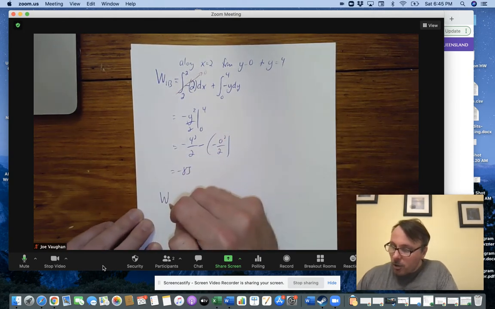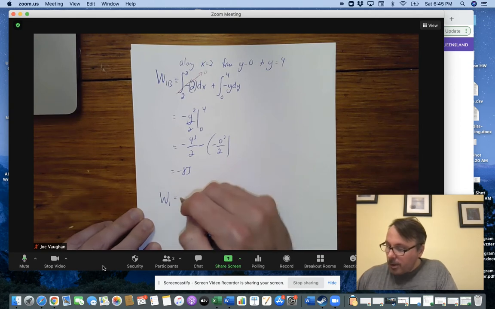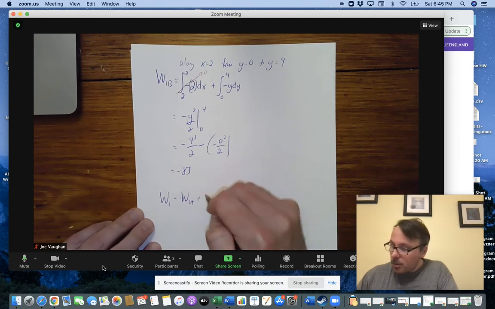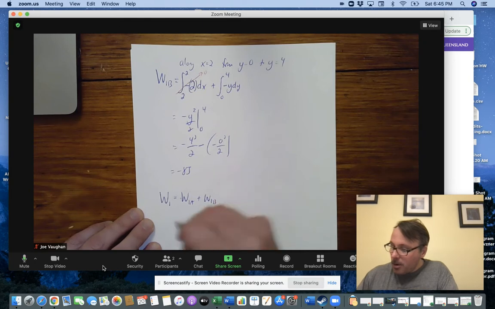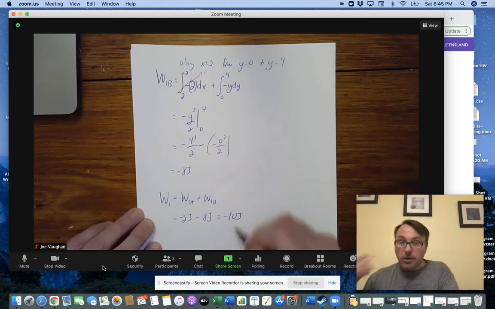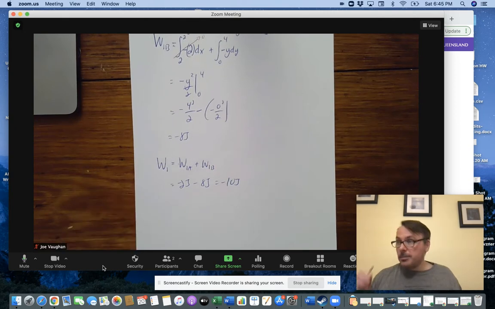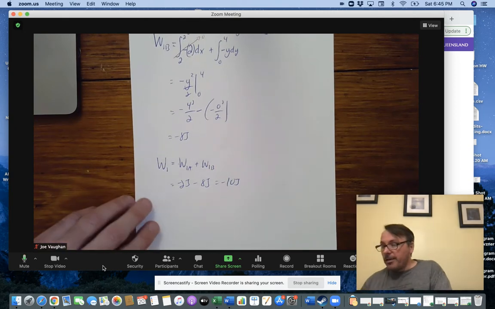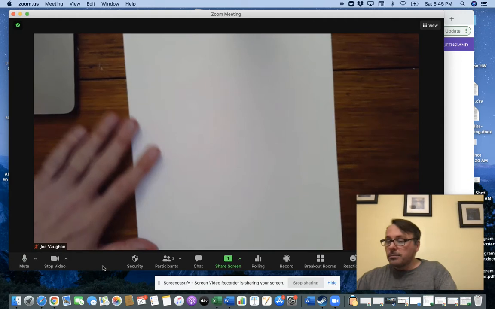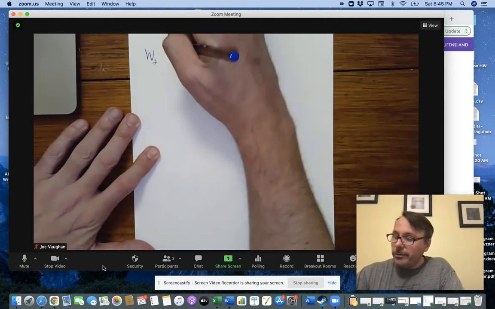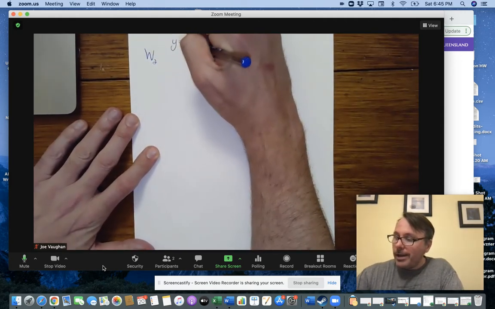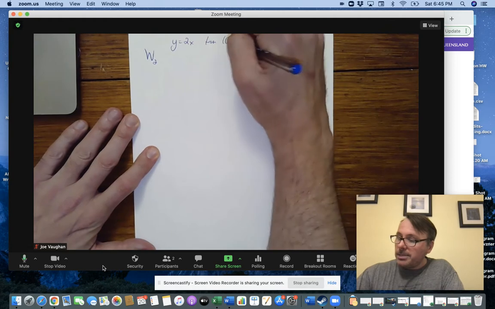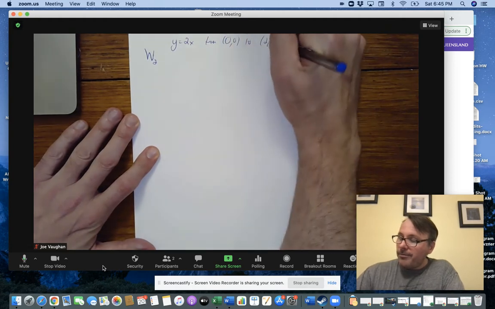Therefore, the work done along path 1 is going to equal the work done along path 1a plus the work done along path 1b, or negative 2 joules minus 8 joules, or negative 10 joules. Great, you found that. Awesome. So now moving on. Let's find the work done along path 2. The work done along path 2, this is the line y equals 2x from 0, 0 to 2 comma 4.